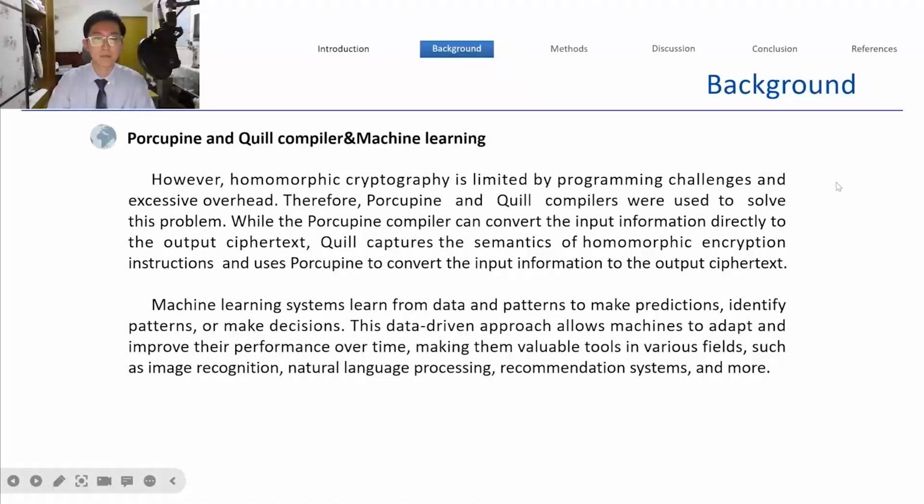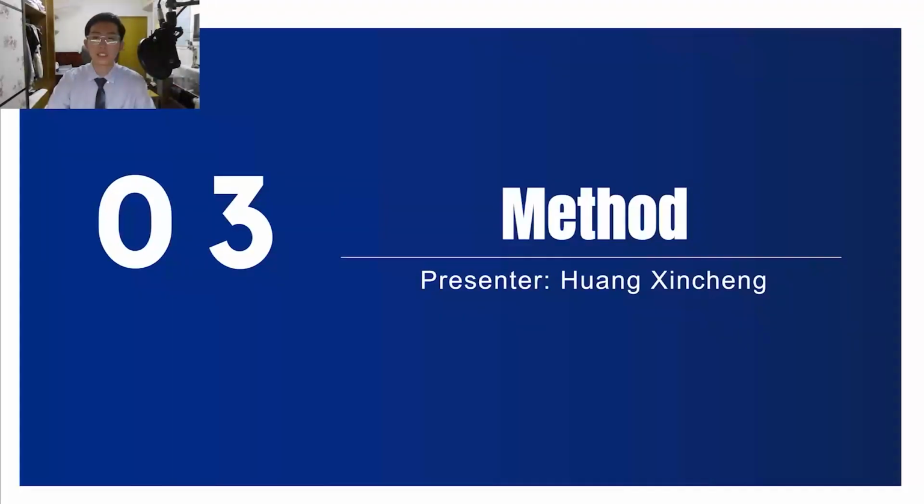Machine learning systems learn from data and patterns to make predictions, identify patterns, or make decisions. This data-driven approach allows machines to adapt and improve their performance over time, making them valuable tools in various fields such as image recognition, natural language processing, recommendation systems, and more. And the third part is the method.